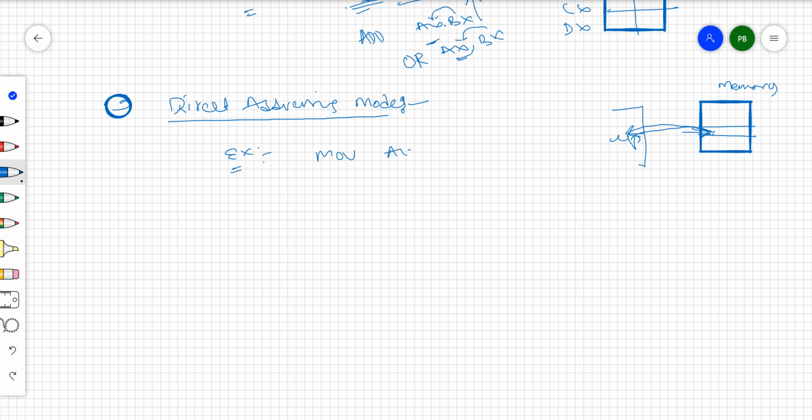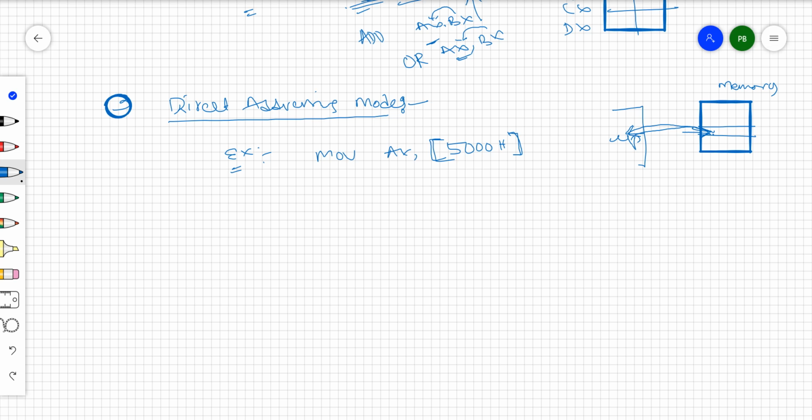An example is MOV AX, [5000H]. These are the brackets I have written; previously there were no brackets. If I place brackets, it is not an immediate addressing mode. This is the direct addressing mode. Previously we saw MOV AX, 5000H directly, in which case 5000 moves directly to AX.